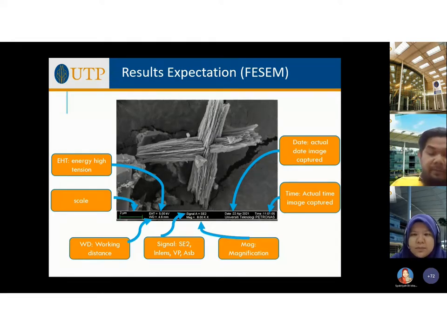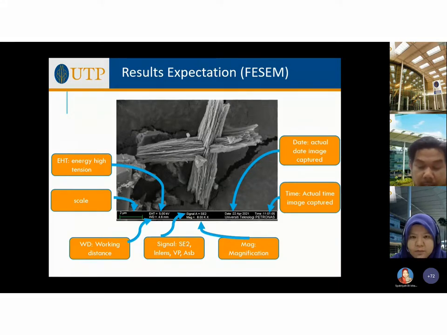Next is the signal. FESEM has various signals, which is a secondary electron, the SE2. We have a special signal, special for high magnification, which we call the inlens signal. We have a variable pressure detector, and we also have an ASB, which we normally call a backscattered detector.